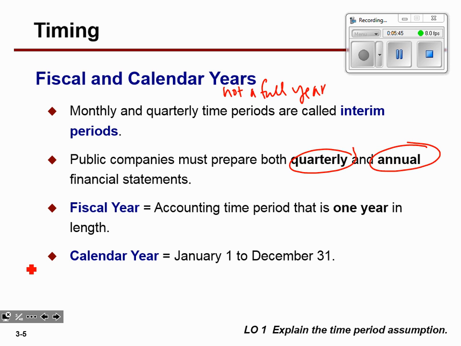Fiscal years and calendar years can match up. They don't have to. What you need to know, a fiscal year is actually considered an accounting time period, not necessarily January to December. I mentioned our school's fiscal year starts on July 1. It's still 12 months long. It just doesn't follow the calendar. Why?